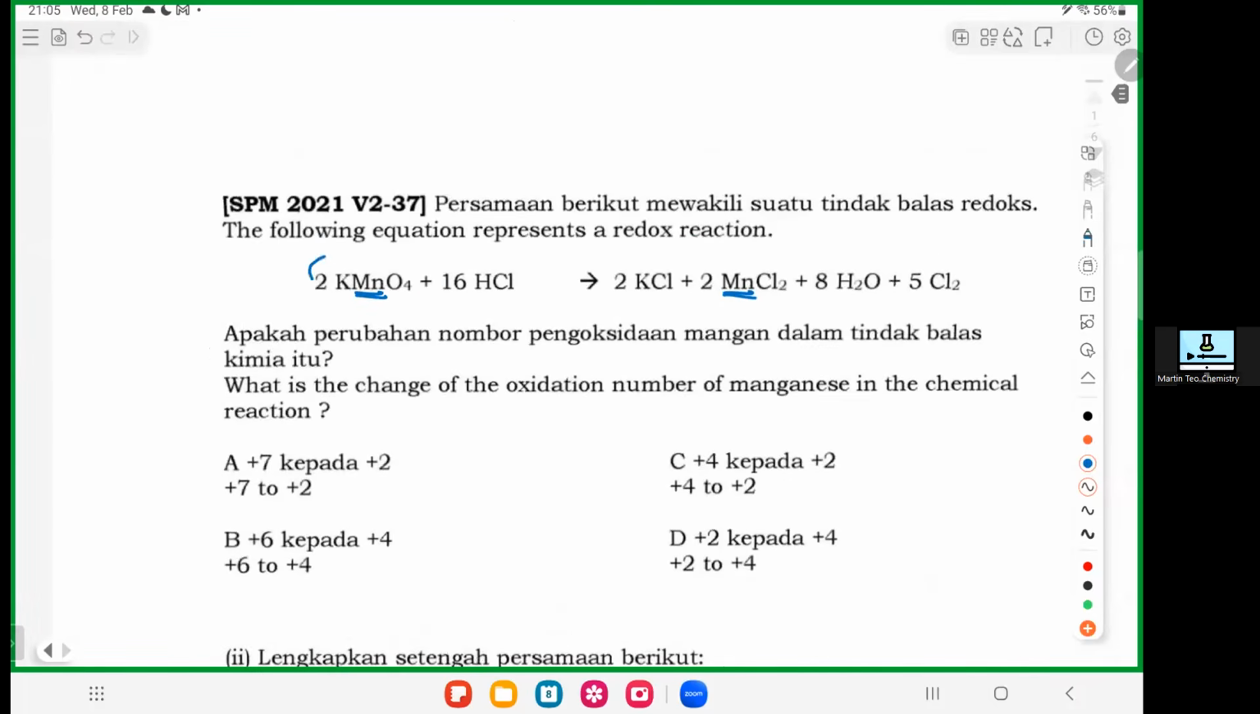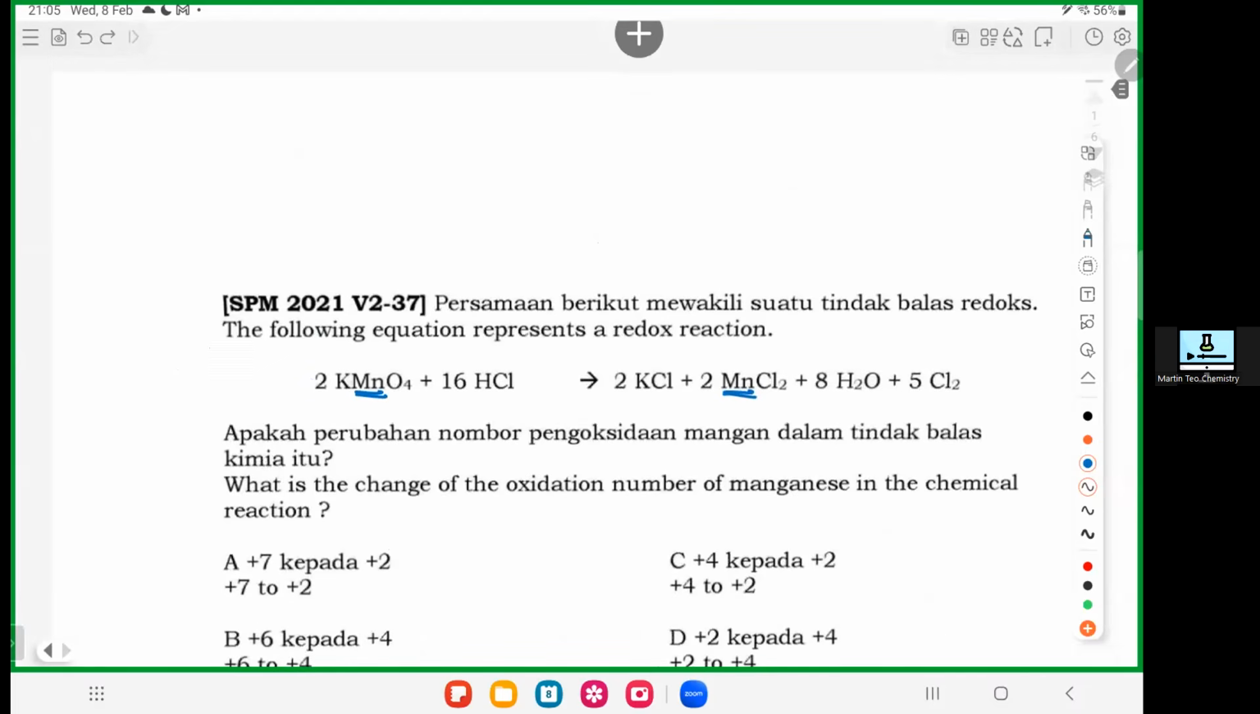So KMnO4, do you know the oxidation number for Mn? Don't know, you can calculate. K is K plus, so +1. Mn we don't know. Oxygen is -2, and you have 4 of it, so times 4, equal to the total charge, which is 0. So the Mn here is +7.